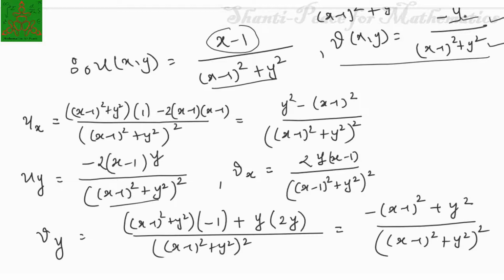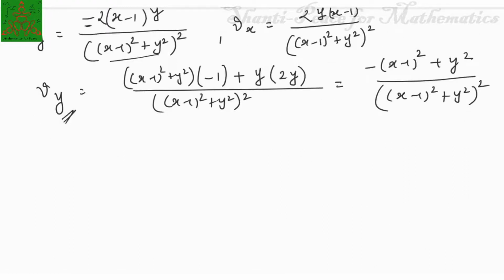And you should note that ux is same as vy, so I can write ux is equal to vy and uy is equal to minus of vx, because there is a minus sign here. What we can say, and you should note, is that ux, uy, vx and vy are continuous functions except at this point, that is the 1, 0 point. Except this point they are continuous.